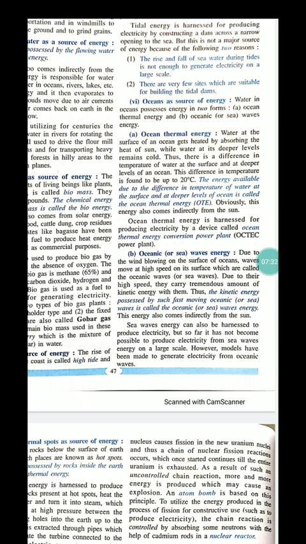So ocean thermal energy is harnessed for producing electricity by a device called an Ocean Thermal Energy Conversion plant, OTEC power plant. There we can transform this ocean thermal energy into electrical energy. Now oceanic waves. The kinetic energy possessed by such fast moving oceanic waves is called oceanic wave energy. This energy also comes indirectly from the sun.